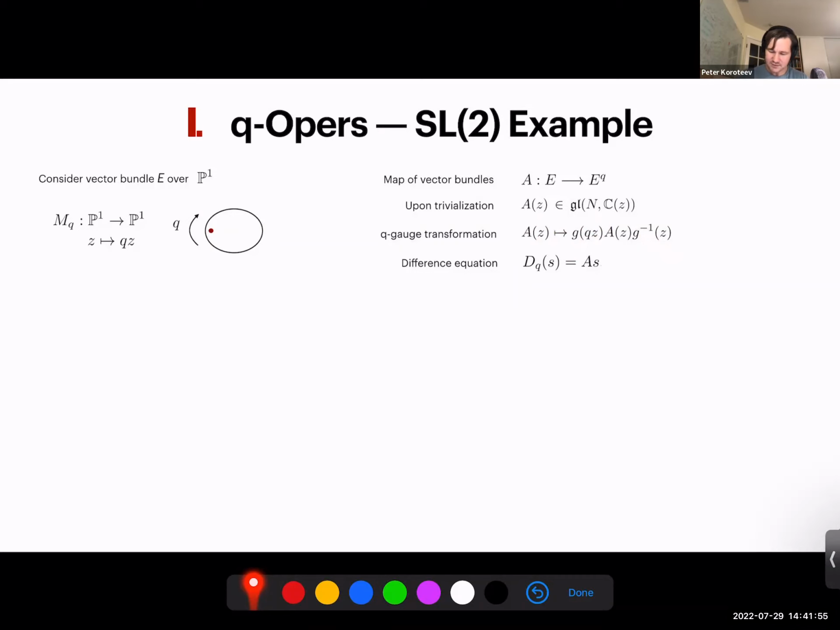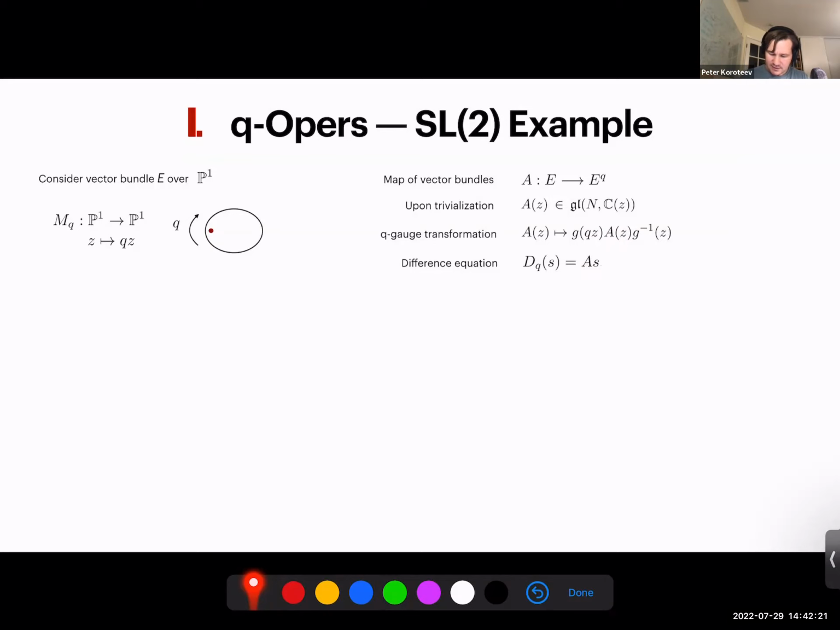So if g is the group element, g of z is like an element in the loop group, right? Then A of z becomes g of qz, A of z, g inverse of z. And so if you would like to get the familiar formula in the algebra, you do some Taylor expansion of q around 1, and you think of A as exponential of something, and then you'll get the formula with the two terms.